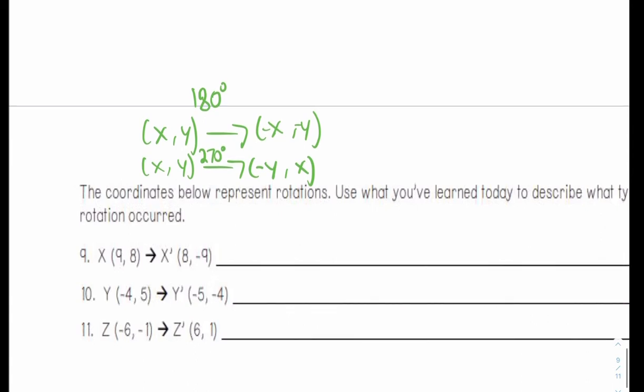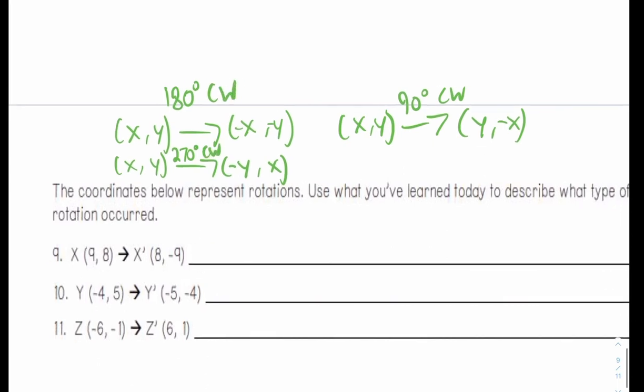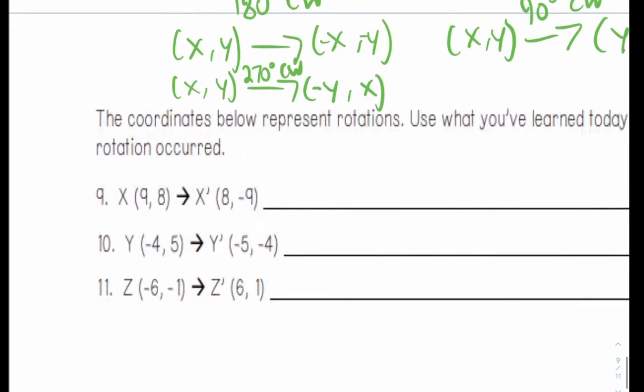And then the last option is we take X and Y, we switch their location, and we make the new Y negative. And the only one that we haven't listed yet is 90 degrees, and these are all clockwise. CW is clockwise. I hope you wrote that down because we're going to go through these.